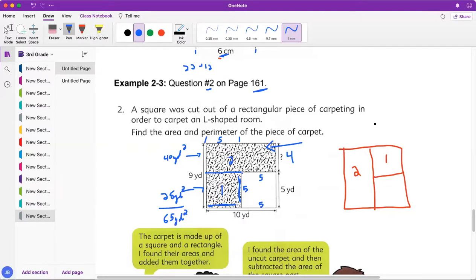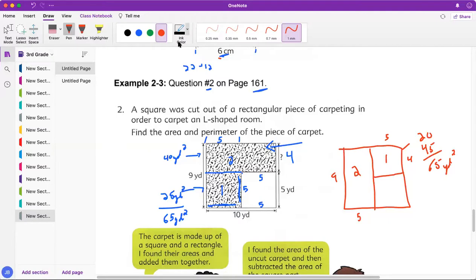And then if we were doing it on this side, like Luke's up here, Luke would have gotten 5 by 4, and so that would have been 20. And here we would have had 5 and 9, which is 45. We still get 65 yards squared.